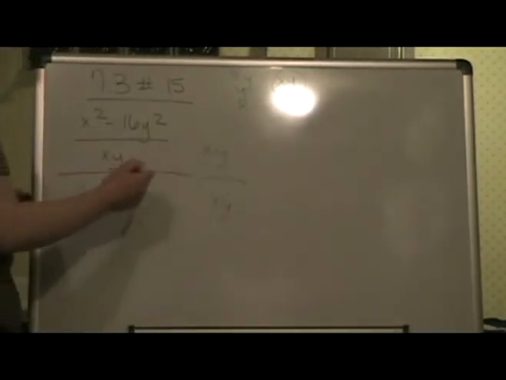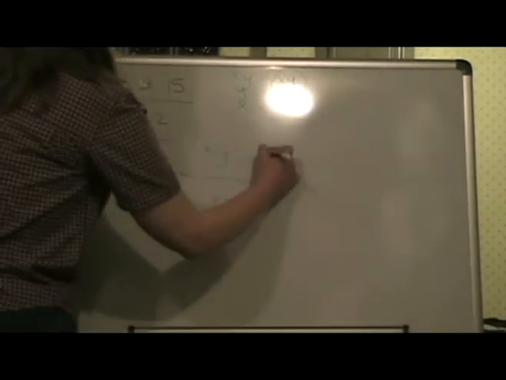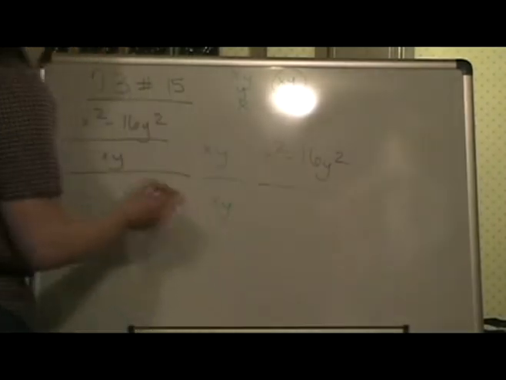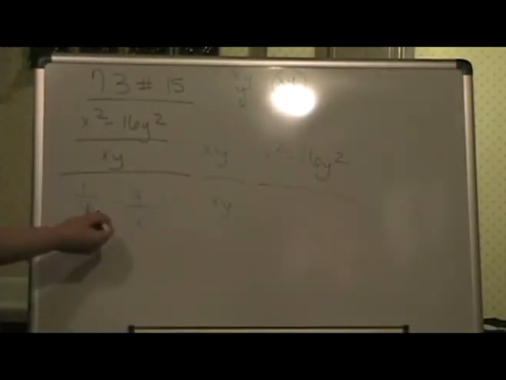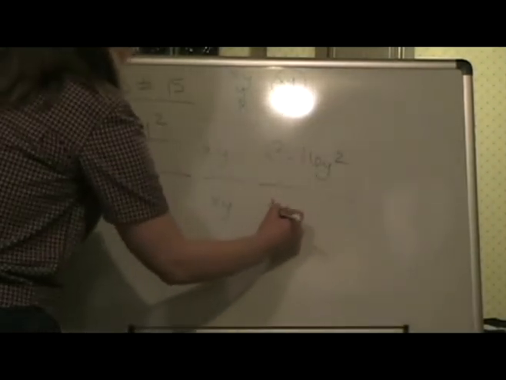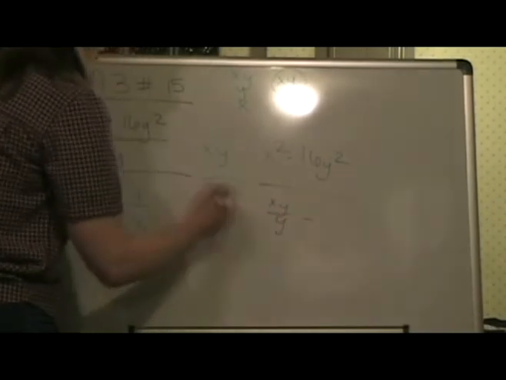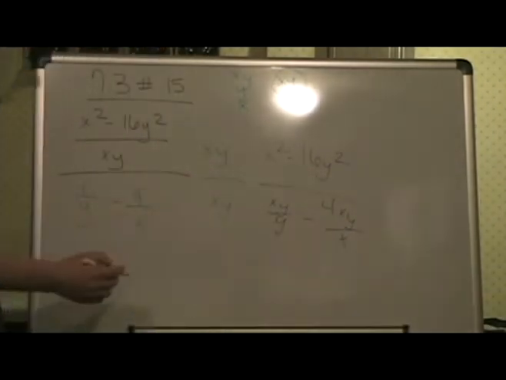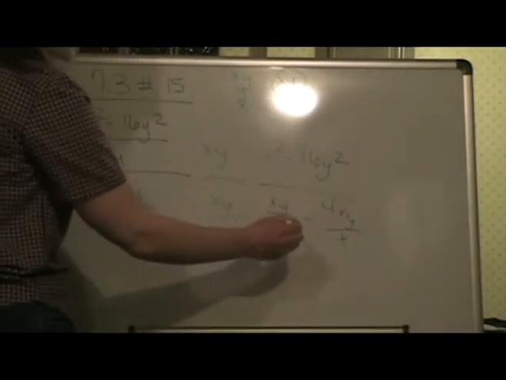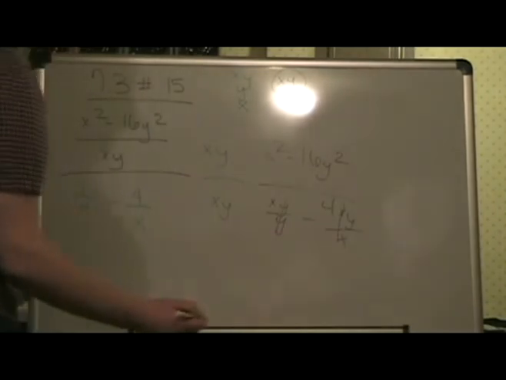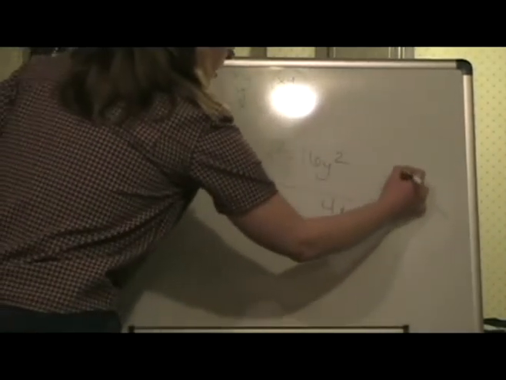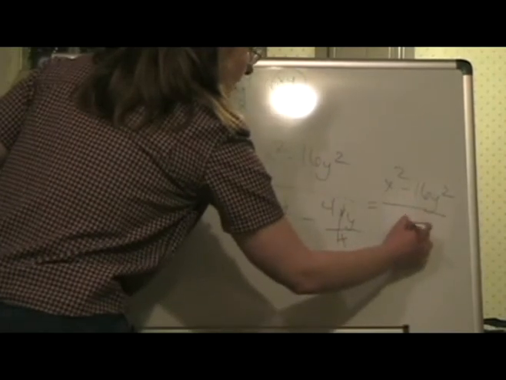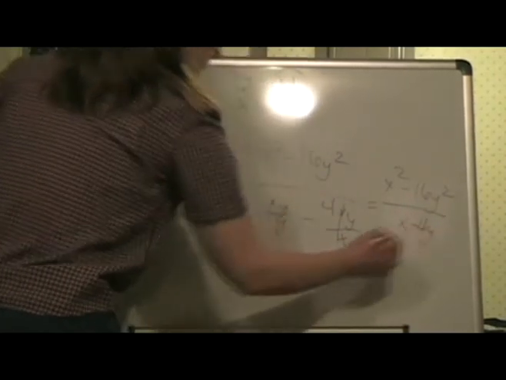So now in the top, as we multiply, these are going to cancel out. We're going to be left with x squared minus 16y squared. In the denominator, x times y over y minus 4xy divided by x. Now we can simplify here. We can see these two y's can cancel out and these two x's. So we're left with x squared minus 16y squared over x minus 4y.